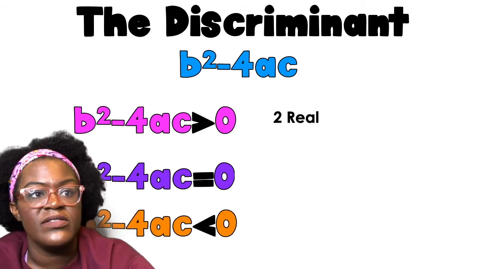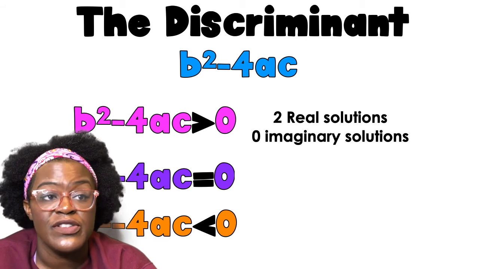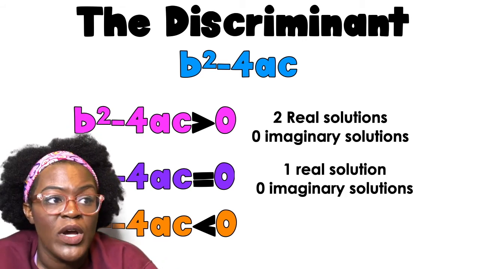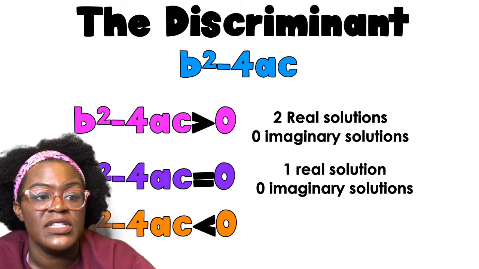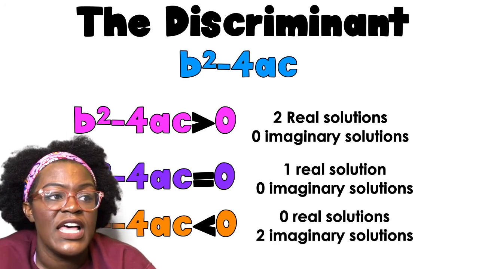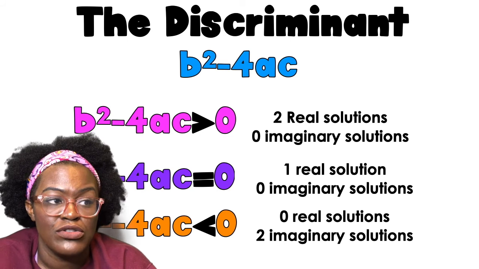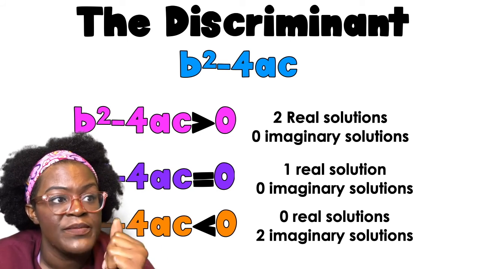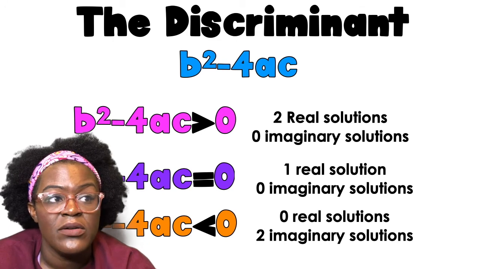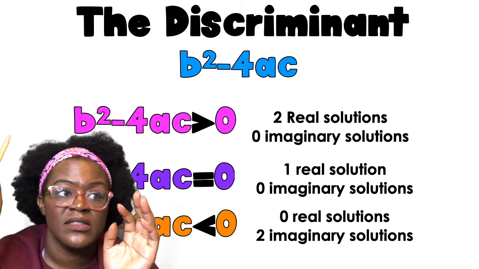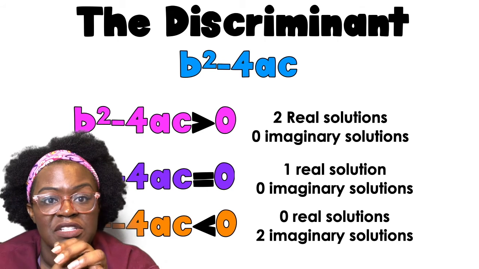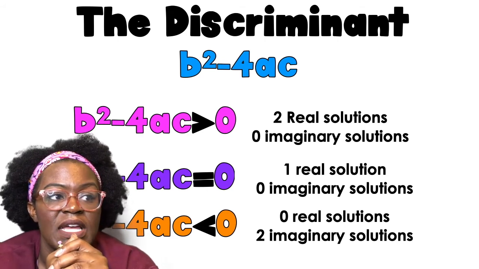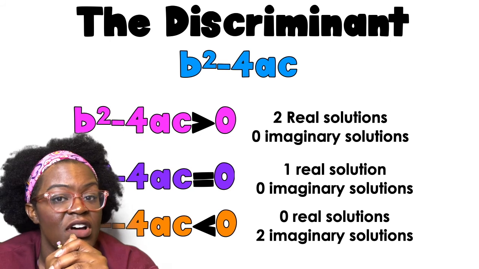So if it's greater than 0, there's two real solutions, and 0 imaginary solutions. If it is equal to 0, there's 1 real solution and 0 imaginary solutions. And if it is less than 0, then it is 0 real solutions, 2 imaginary solutions. Okay, so that means if it's greater than 0, it touches the graph twice on the x-axis. If it is equal to 0, it touches the graph once on the x-axis. And if it is less than 0, it never touches the graph on the x-axis.